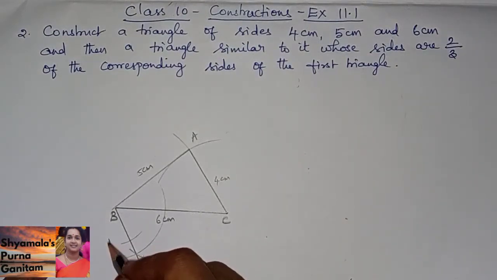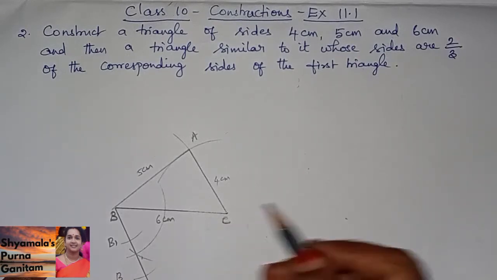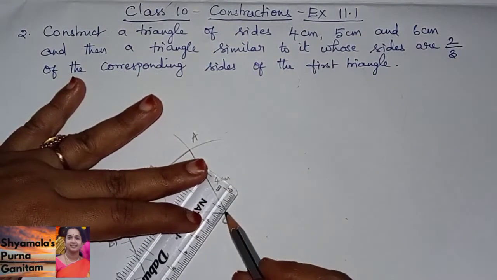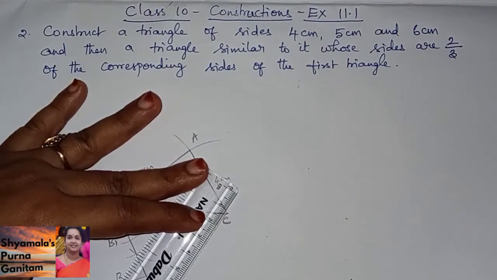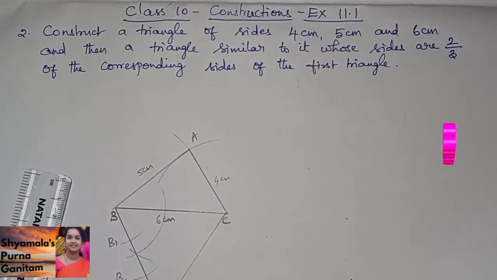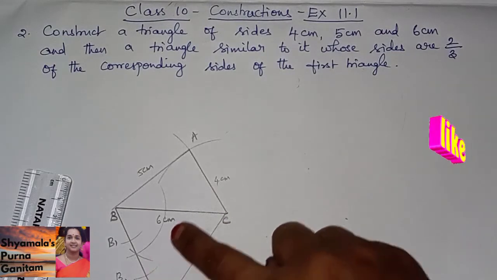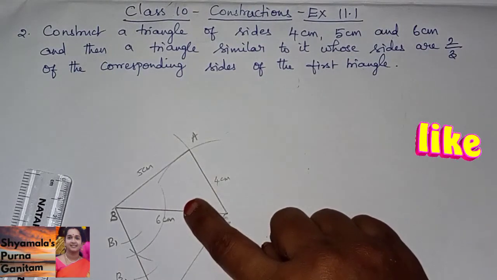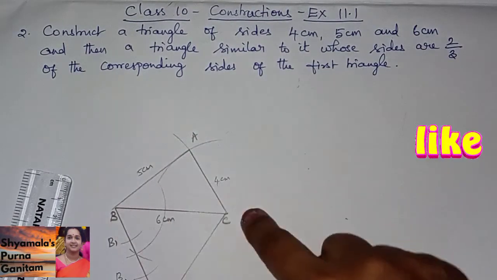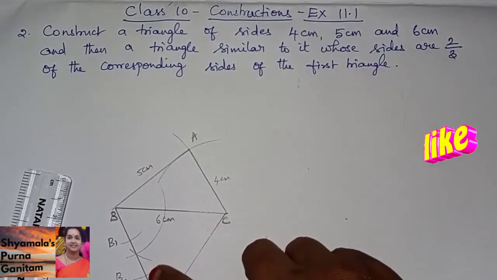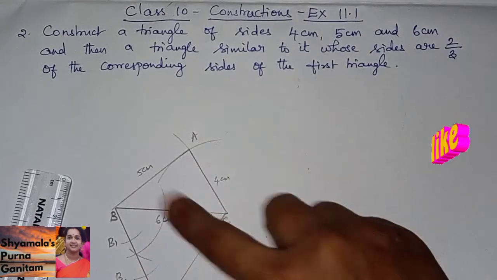We'll make those as B1, B2, and then B3. So B3 and C will join. Then we'll draw a line. Since this is the second arc, from this point we need to construct a line parallel to B3C. So B2, where it is going to meet BC, we'll take that point as C dash. So for B3C, we need to construct a parallel line B2C dash.